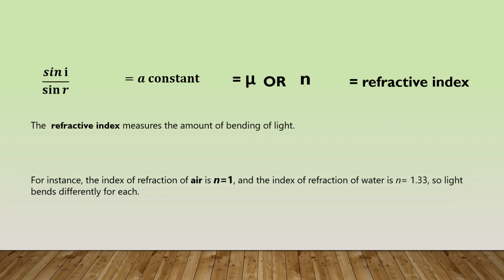Now for example, the index of refraction of air is n equal to 1 and for water it is 1.33. So if we put both these values, for air it will remain 1 and for water it will be 1.33. So this indicates that air and water will bend the light differently. So it will be different for every transparent medium.